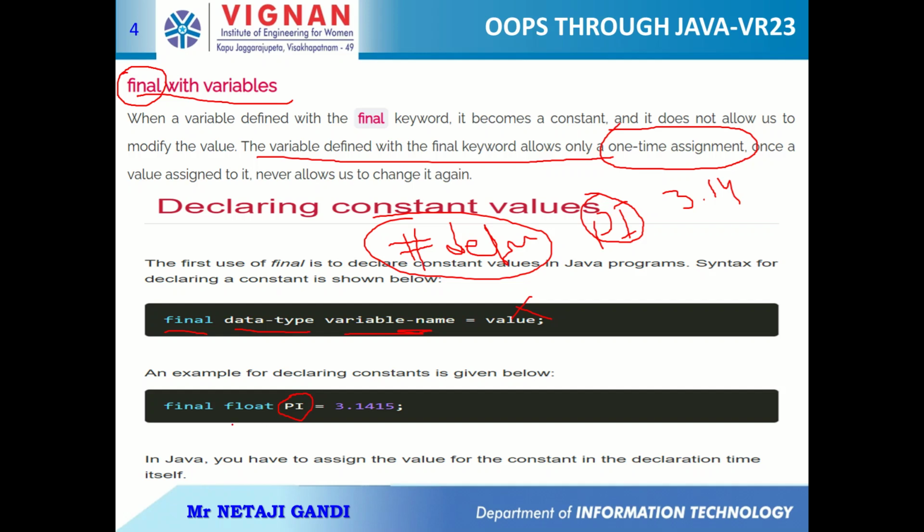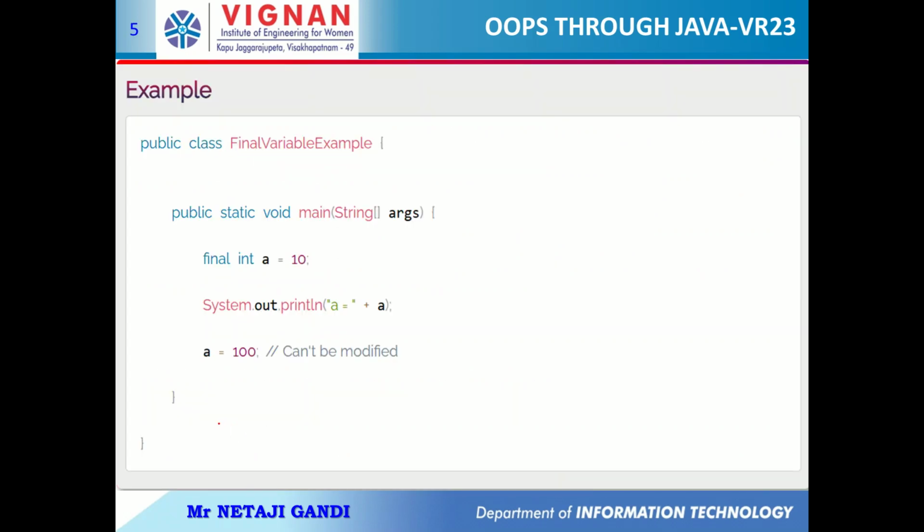So now let us take an example here. Are you visible on my screen? Girls, are you visible on my screen? Yes, sir. Yes, sir. Now, how to create a class?